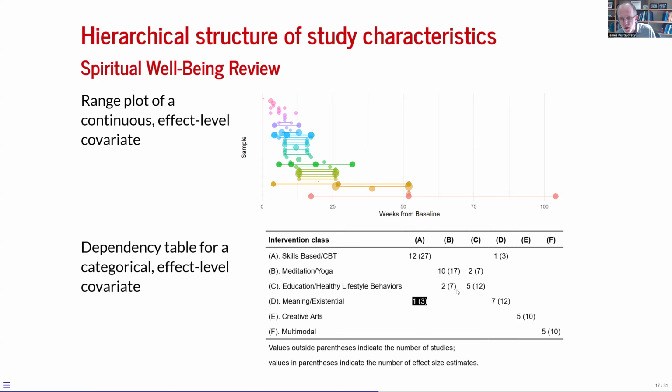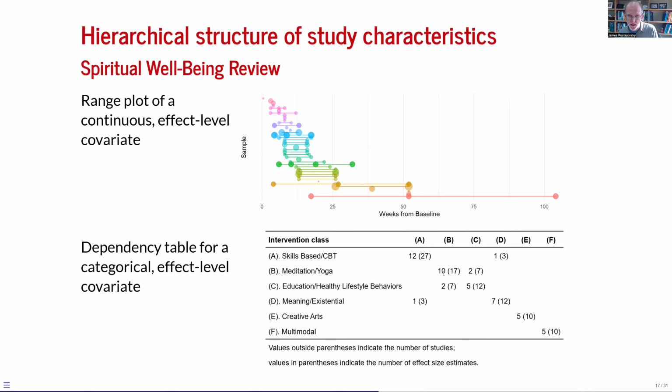And there's, right, this one other instance where you've got 2 studies that have both an education or healthy lifestyle behavior intervention and a meditation or yoga intervention. So for these studies, you could do the within study comparison of like meaning existential versus skill-based or CBT.